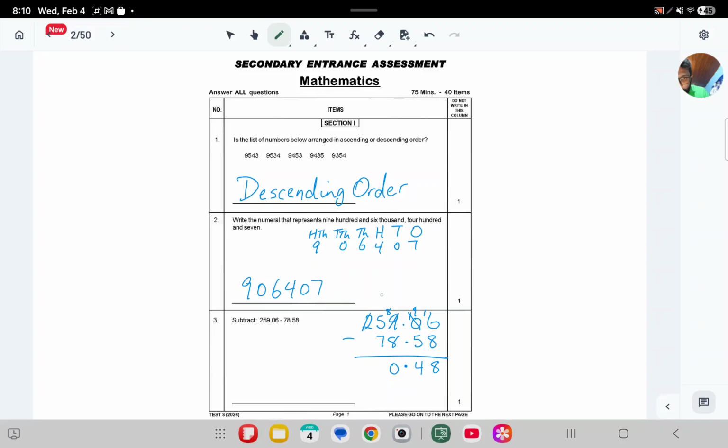5 cannot take away 7. So you take one from the 2, here becomes 15. 15 take away 7 is 8. And the 1 take away nothing is 1. So 180.48.